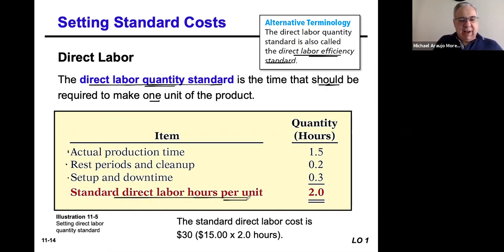Direct hours per unit, 2. So for every unit of product that's made, it should take 2 hours at $15 an hour. And so the standard labor cost is 30 bucks, 2 hours at $15 per hour. That's the standard.